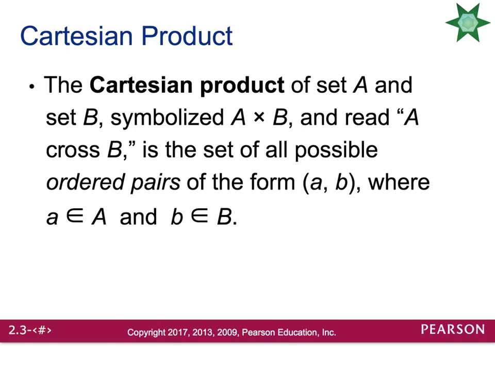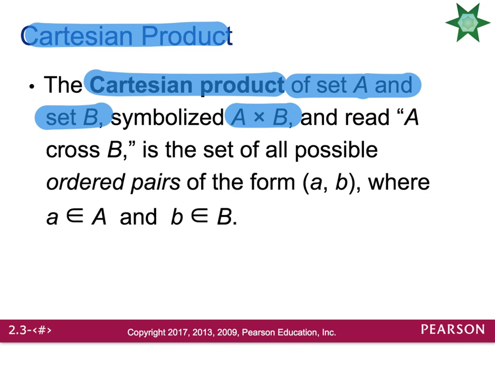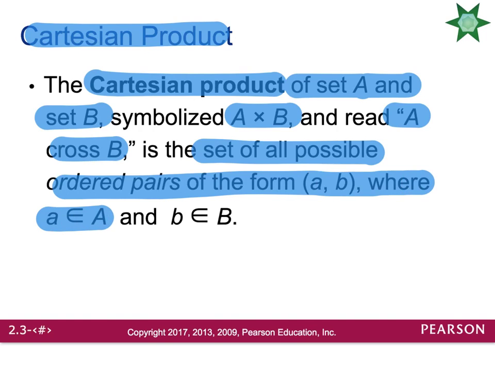Okay, we're going to talk about Cartesian products now. The Cartesian product of set A and set B, we write A times B, or we can read that as A cross B. It's the set of all possible ordered pairs of the form (a, b), where a is part of A and b is part of B. So what we're doing is looking at every pairing of elements of each set.